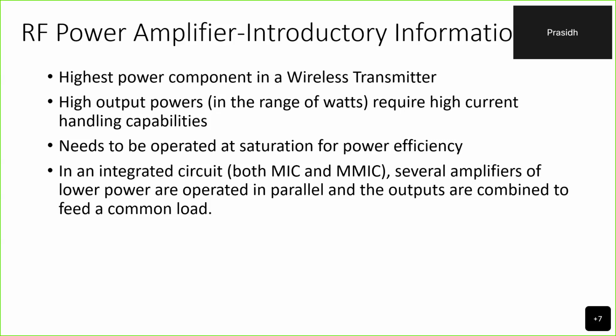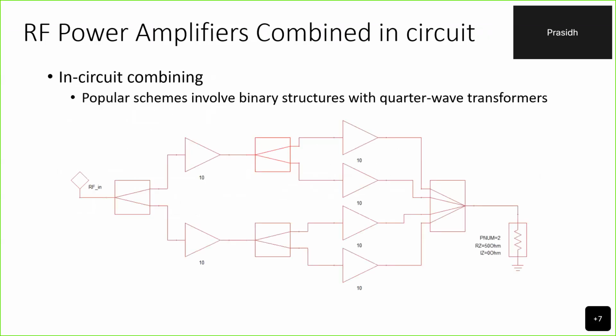Another significant point is that the power amplifier is power efficient only if it's operated in saturation. This is unlike the linearity requirements in baseband or small signal amplifiers. In an integrated circuit, be it monolithic or non-monolithic microwave integrated circuits, several amplifiers are usually operated in parallel, and the outputs are combined to feed a common load, so that high output power is obtained. A typical RF power amplifier design with multiple amplification stages will look something like this. We have an input power division network, then initial driver amplification stages, and then this is again split into 4 parallel output amplification stages, all combined into the load.